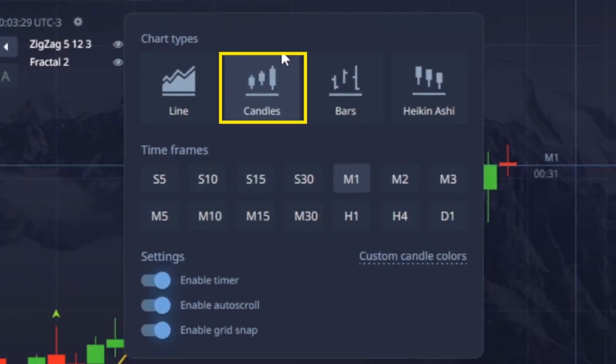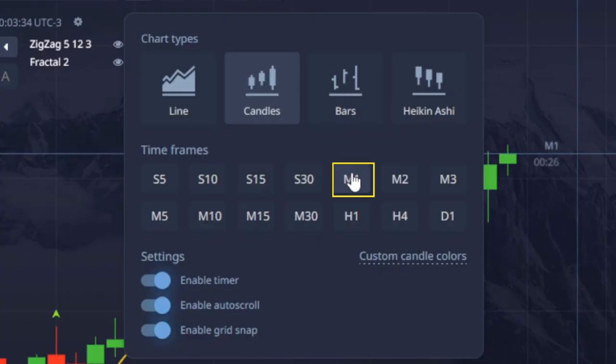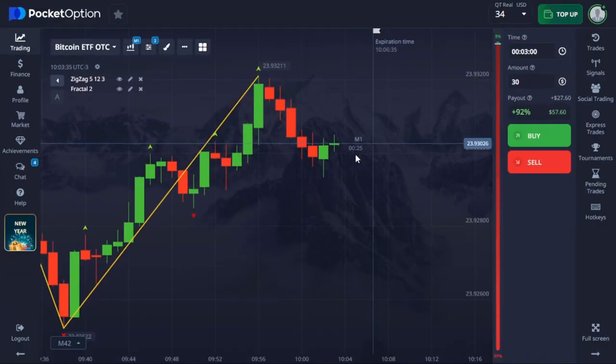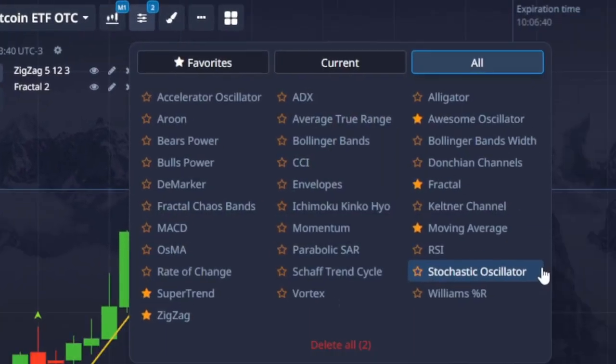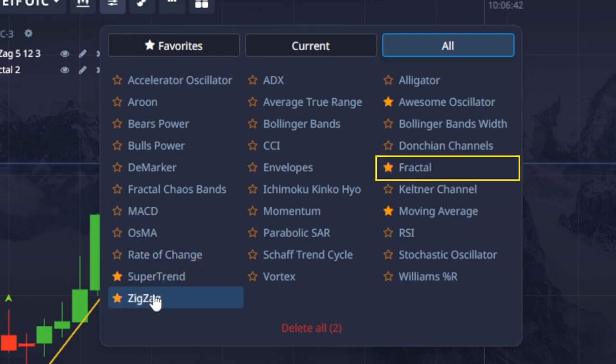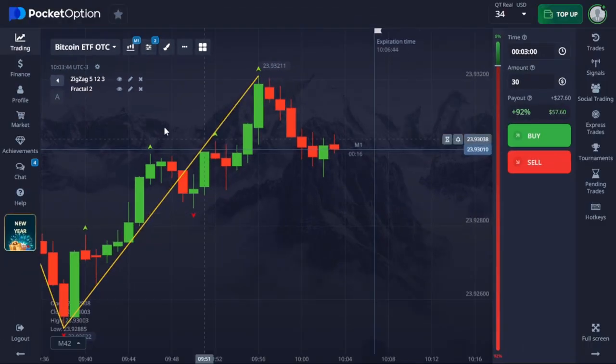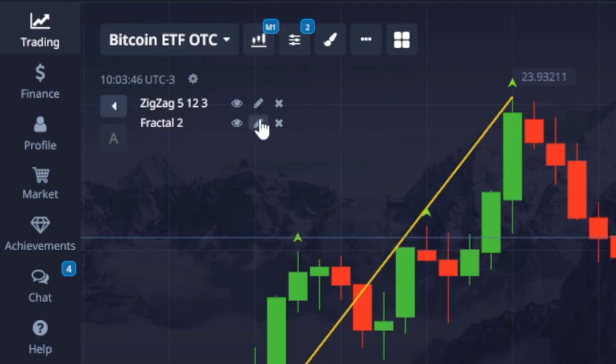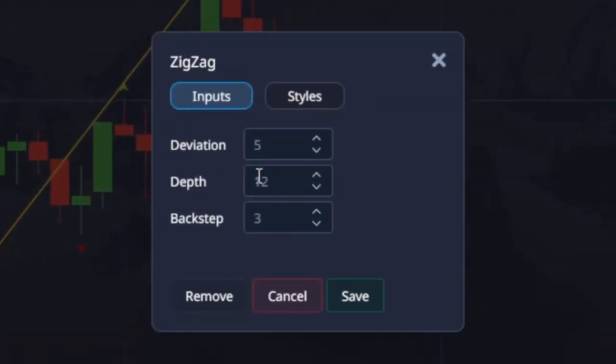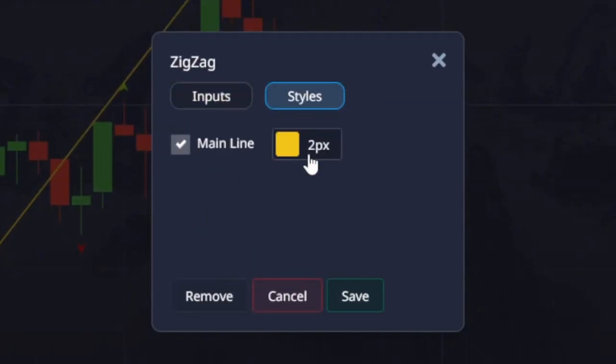And let's select candlesticks and choose the M1 time frame. Next, we'll choose two indicators, Fractal and ZigZag. Let's quickly set them up. Go to the ZigZag right now, choose the values. Okay, 5, 12, and 3. And then click on save.